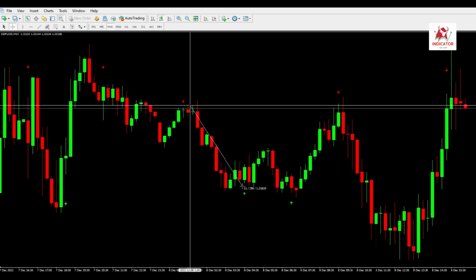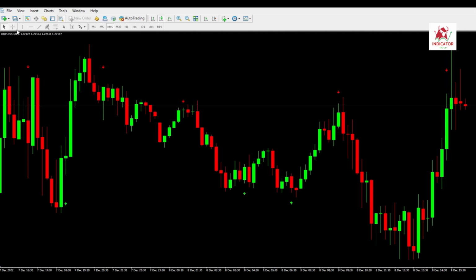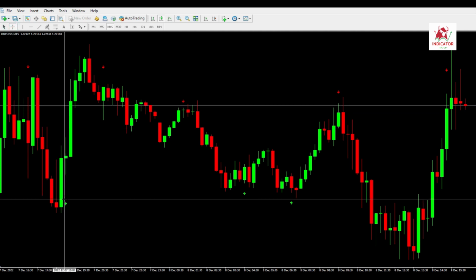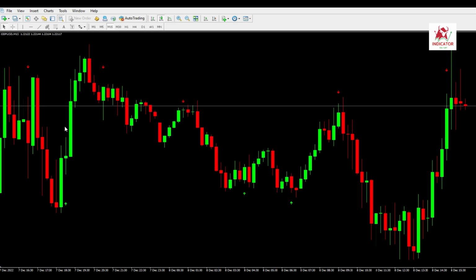The indicator is composed of a faster, medium and slower moving average. Key points: a buy alert will occur when the faster moving average crosses both the medium and slower moving average upwards. A sell alert will occur when the faster moving average crosses both the medium and slower moving average downwards.